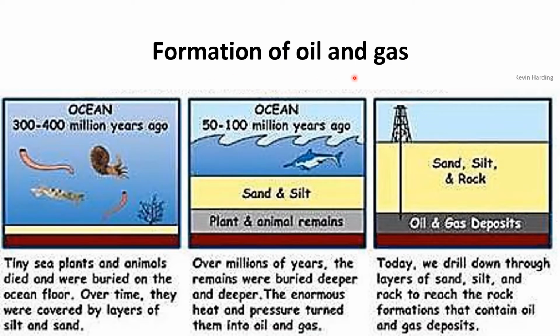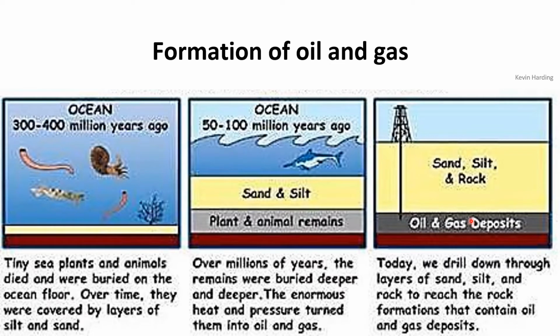In a similar way, we can look at the oil and gas. Sorry about the quality of this picture. It is rather terrible. I tried to zoom it in and it just made the quality go bad. Again, we have tiny sea plants, sea creatures rather, let's call it plants and animals. Again, 300 to 400 million years ago, these died. They then formed the bottom layers of the oceans. Sand and silt formed on top of it.